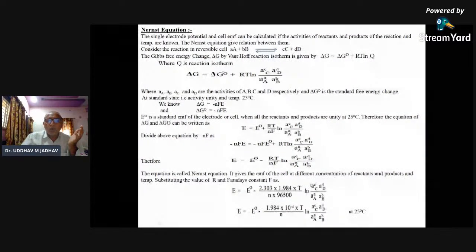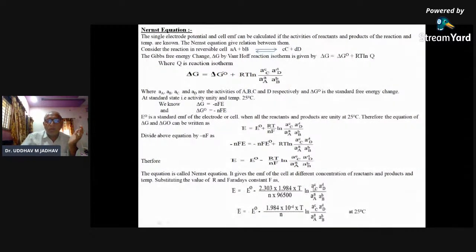And here the ratio of product activity divided by product of activity of reactant. And if you calculate 2.303 times 1.987, if you multiply it, you get 4 into 10 raised to minus 4, n is given there. Then here T is a temperature, and in this way the Nernst equation can be derived.